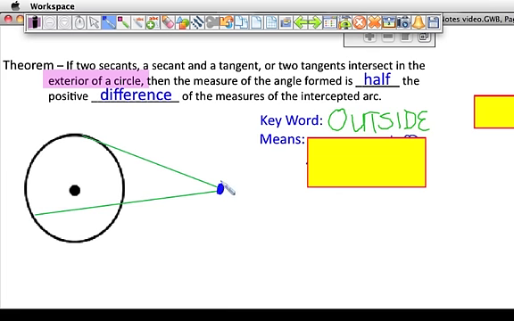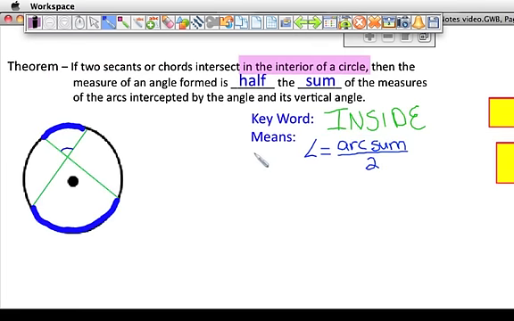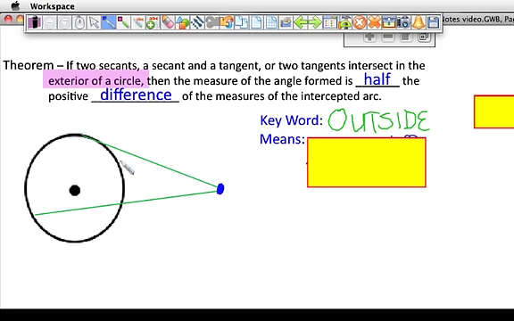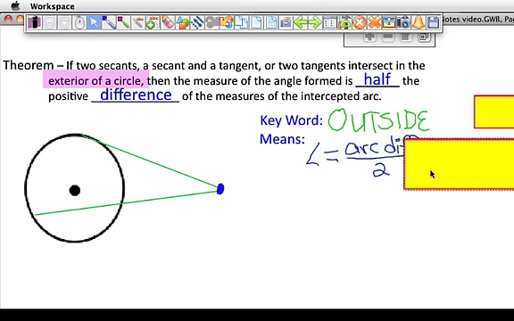and then let's look at the rule. Well, think about it for a second. When they're on the inside, you would have the sum. You would add two arcs together. So what's the opposite of inside? Outside. What's the opposite of adding? Subtracting. So whenever you have an angle that's formed on the outside, then the rule is going to be that you subtract the two arcs and you still take half. So it's the arc difference, subtracting two arcs and taking half.